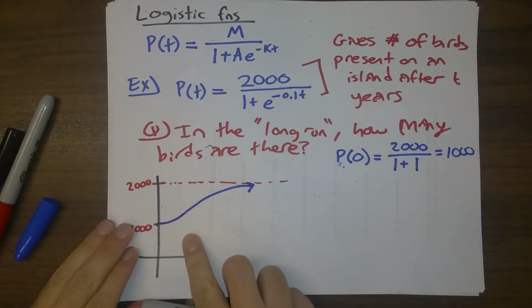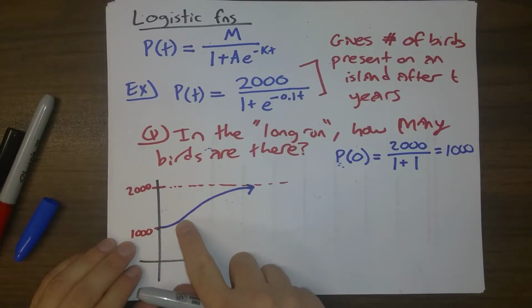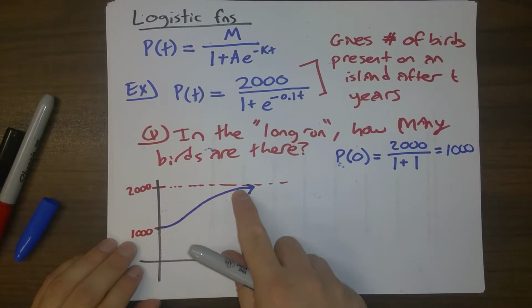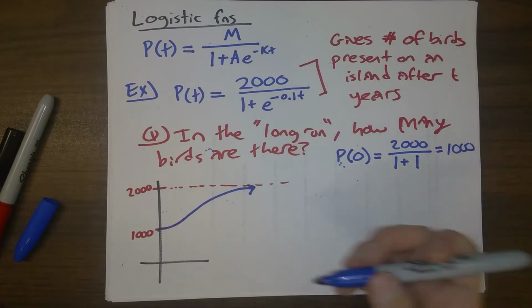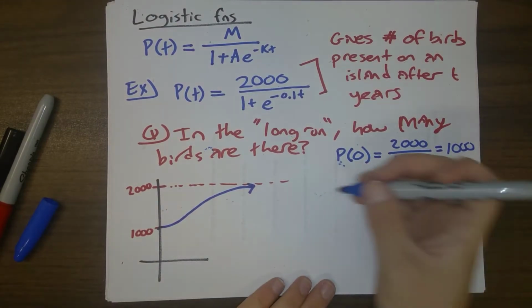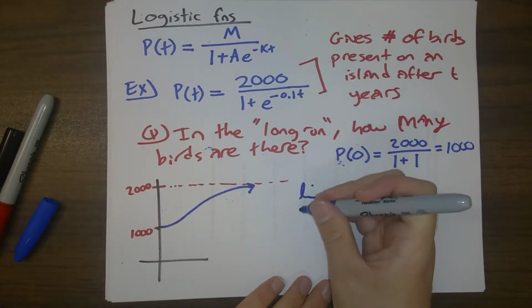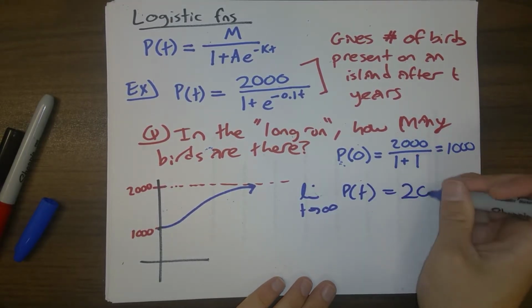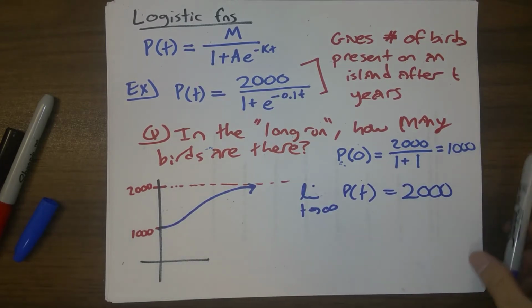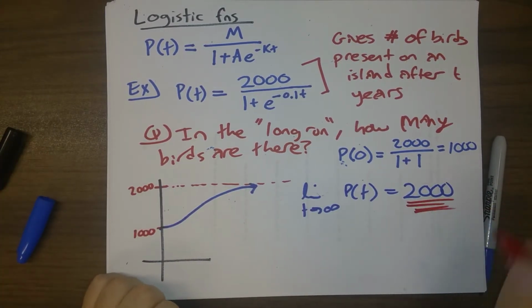The bird population is going to increase quickly, but then it's going to slow down as it gets closer and closer to 2,000. And as I hinted at when I drew that dashed line there, there's going to be a horizontal asymptote at 2,000. So basically what this is saying is that the limit as t goes to infinity of p of t is equal to 2,000. So in the long run, how many birds are there going to be? There's going to be about 2,000 birds.